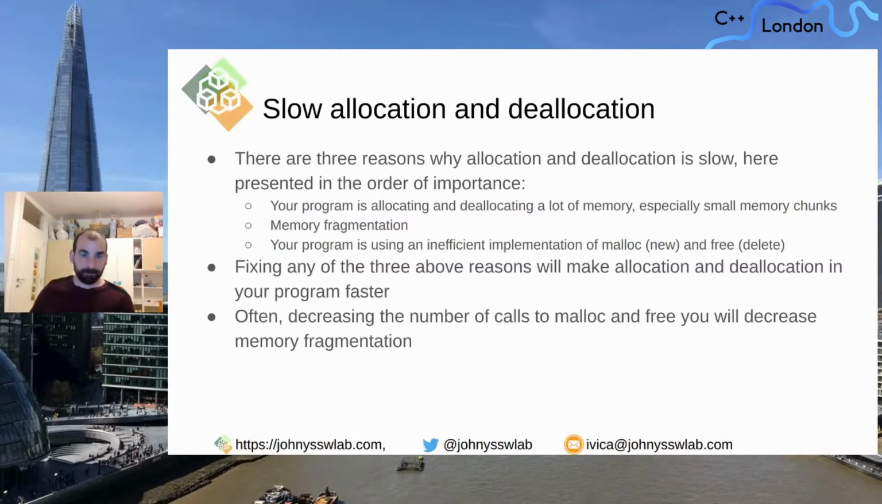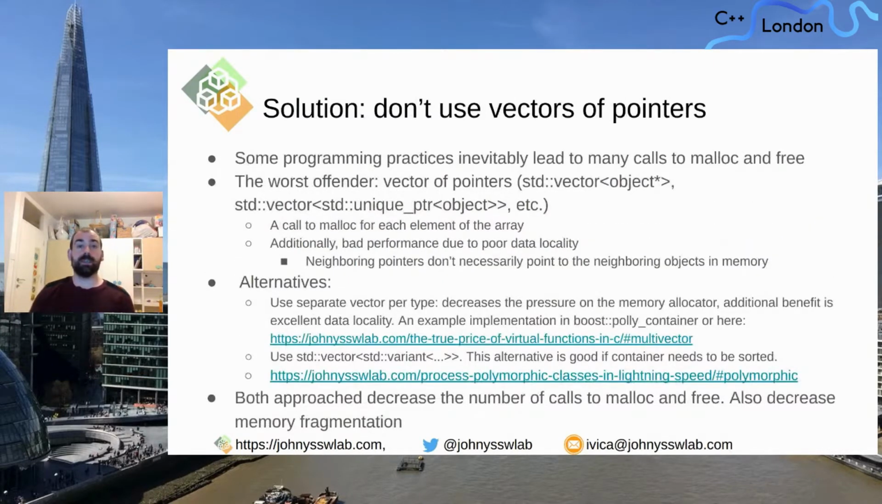So moving on. One of the solutions, and there are many solutions to memory fragmentation, and we'll cover some of them, is not to use vectors of pointers. There are programming practices that inevitably lead to many calls to malloc and free. And I think the worst offender in terms of performance is vector of pointers. So this is std vector of object pointer, std vector of unique pointer to object, and so on. For each element of the array, there will be a call to the allocator.